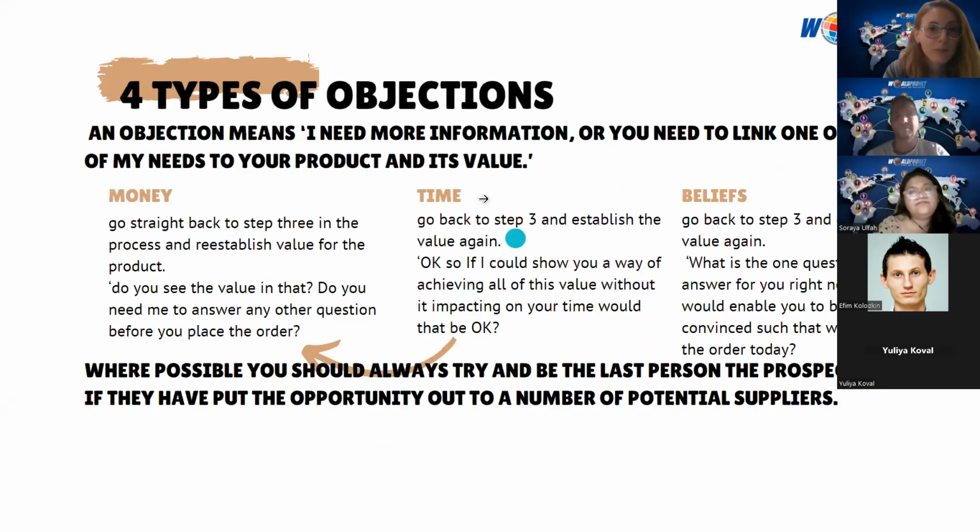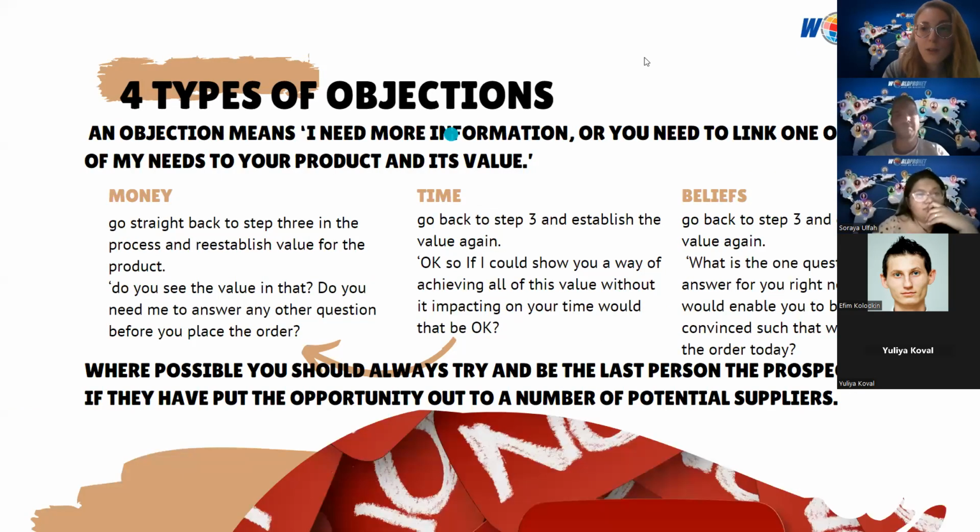And even though, if you said everything right, there should not be any objections, some people just like to object anyway. And usually there are 3 objections: money, time, and beliefs. Let's go over them. The objection usually means that they don't have anything against you. It means that I need more information, or you need to link one or more of my needs to your product and its values, right?